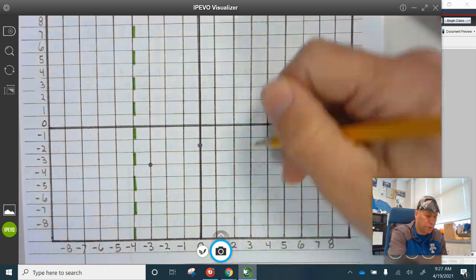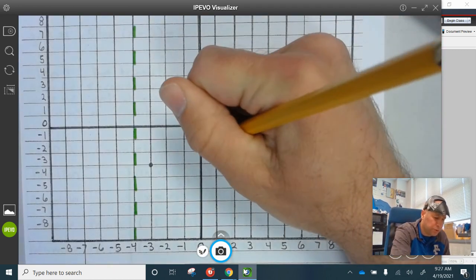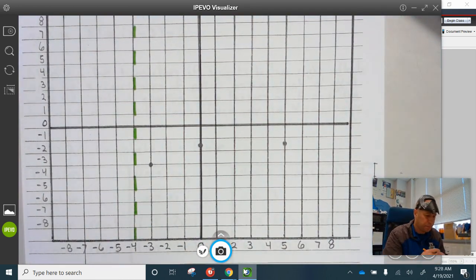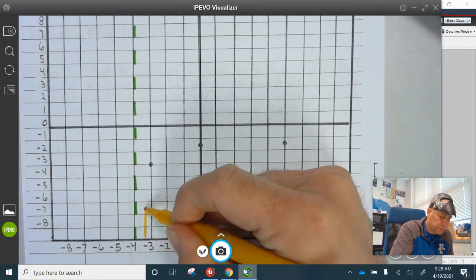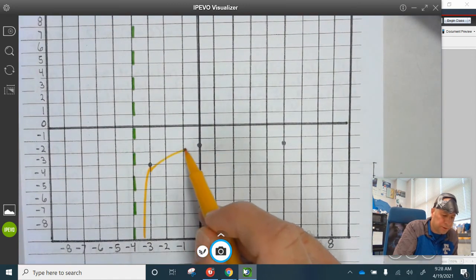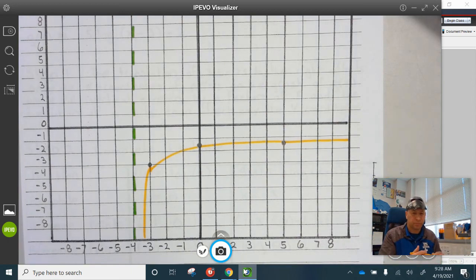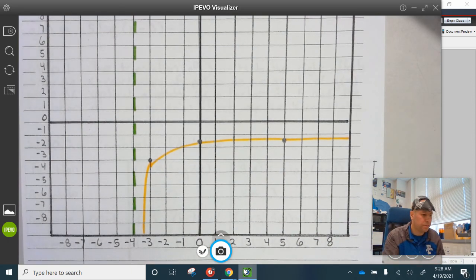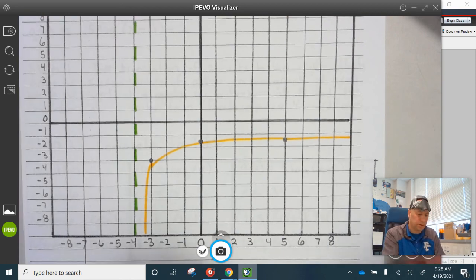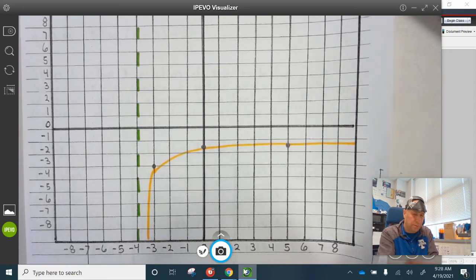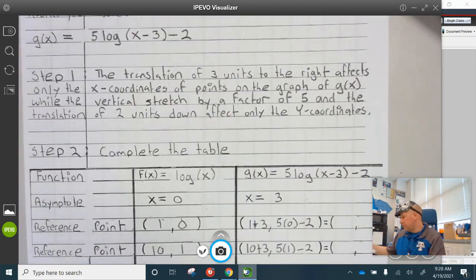All right, so when you don't get the best points, you just use points that you can approximate. And we know that curve is going like that. All right, go ahead and finish up the graph. All right, now that that's completed, let's take a look at example 3.